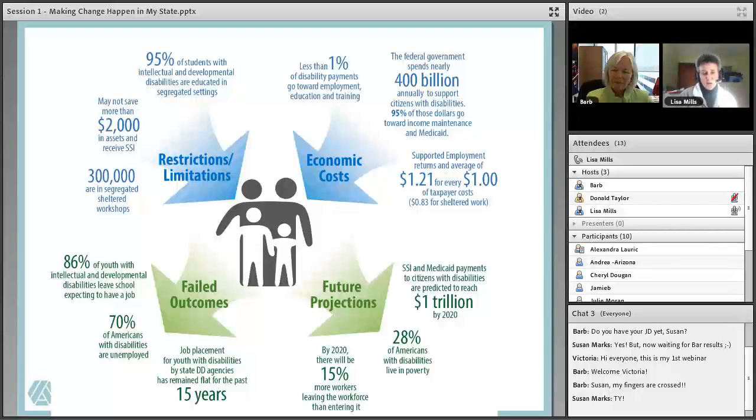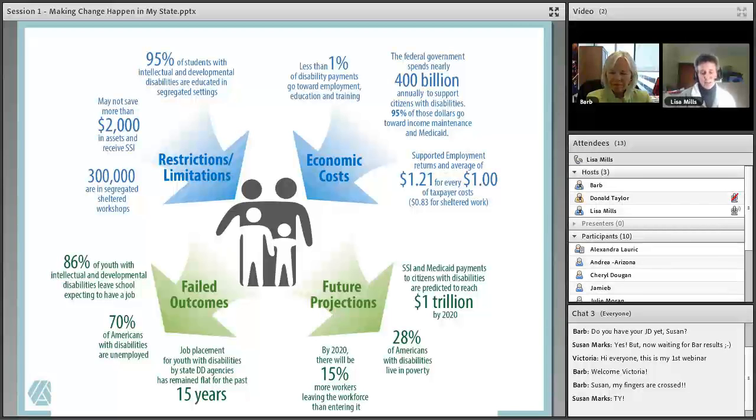At this point, we know unemployment is around 70% nationally. Despite that, 86% of youth with intellectual or developmental disabilities leave school expecting to have a job. They do not want to be unemployed. But we have a system of supports that tracks them into sheltered work and day programs, sometimes as the only option. And this is what a broken system does.